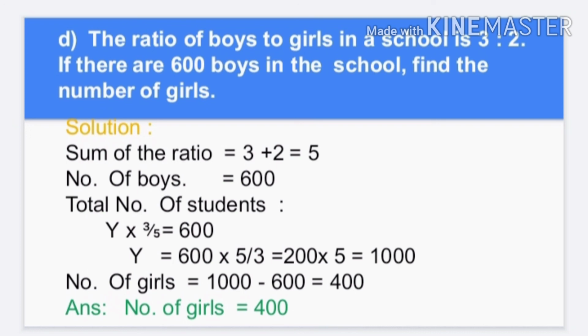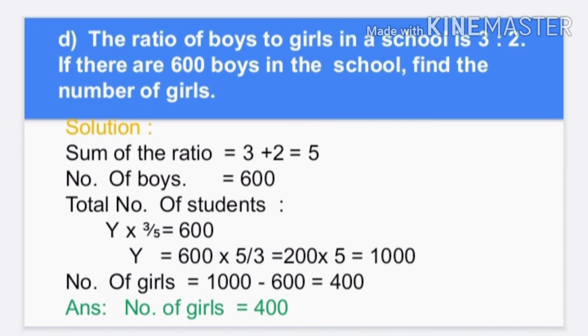First we have to find the total number of students. Let the total number of students be y. The boys ratio is 3, divided by sum of the ratio. Y into 3 by 5 equal to 600. When 3 by 5 goes to that side, it becomes 5 by 3. Y equal to 600 into 5 by 3. Cancel 3 and 600, equal to 200 into 5 equal to 1000.